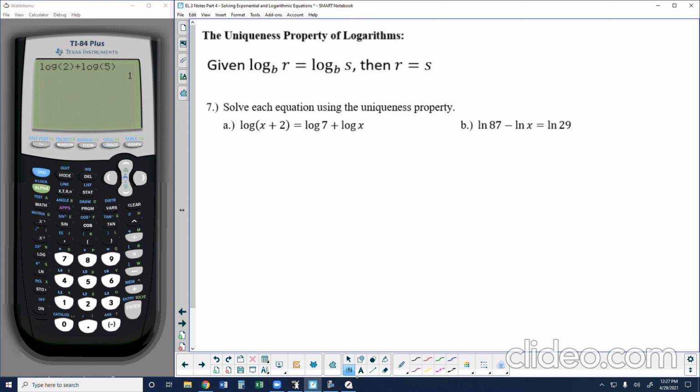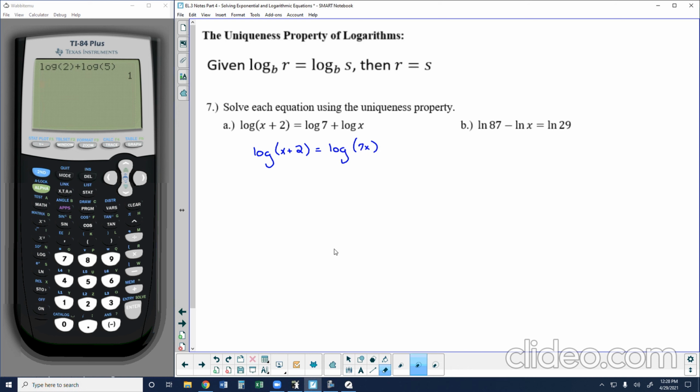So in 7a, I have log base 10 of x plus 2, so I have one logarithm on the left side of the equation. I have two logarithms on the right side of the equation. I can only use this uniqueness property if I create a single log on the right side of this equation. Now remember, the product property allows us to combine these two logs of base 10. So this would be log base 10 of 7 times x, which is 7x.